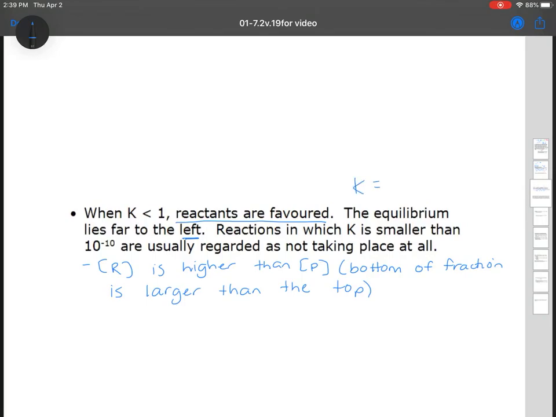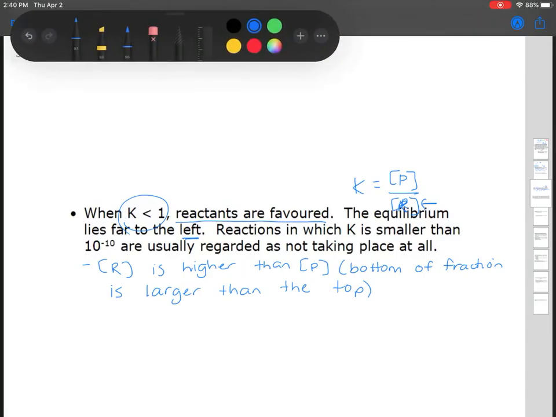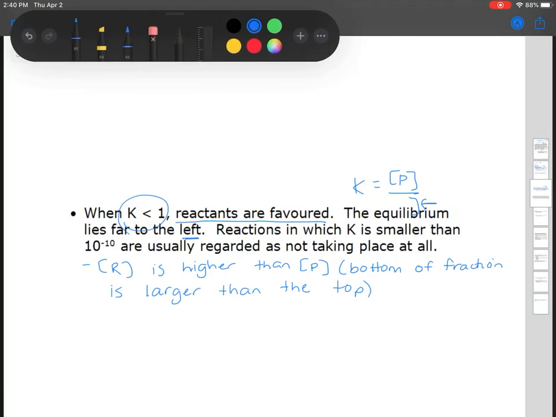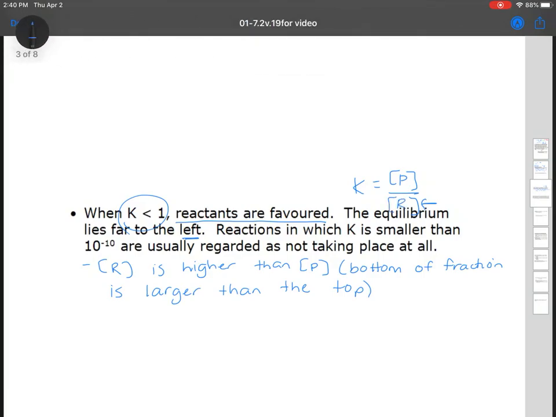Okay, so now the bottom of the fraction is larger than the top because, again, it's always products over reactants. So if you have a small number, then that means the bottom of the fraction is bigger. What's at the bottom? It's reactants. Okay, so they are favored. Okay, and so the reaction lies to the left, or if you don't like left and right, the reverse direction is favored.